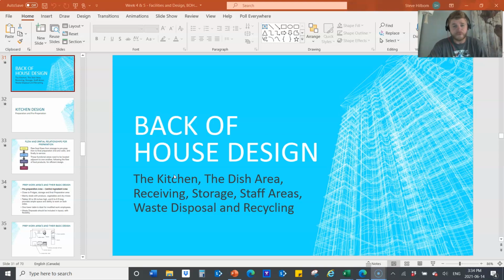So for week 5, we're going to be continuing the back of house design, which we'll talk about more of the particular areas such as the dish area, receiving, storage, staff, and some of the waste disposal and recycling areas. Now, you may not think that this is one of the most important parts, but really these are integral areas of the kitchen, and they ensure that the rest of the cooking areas work more seamlessly.